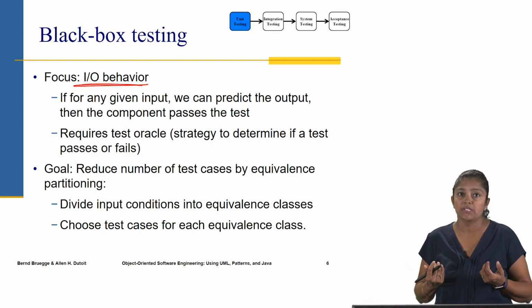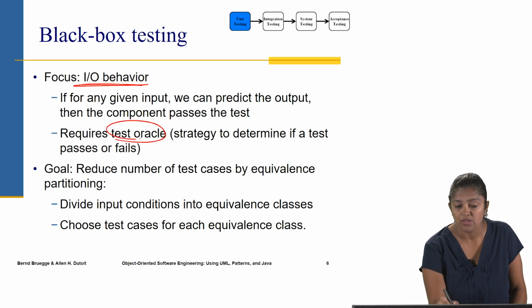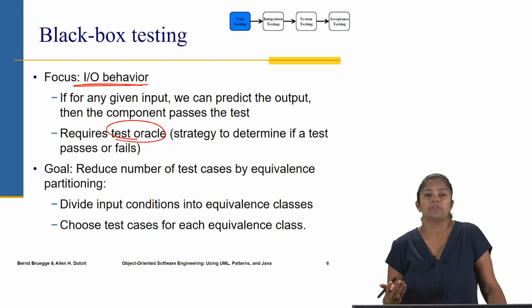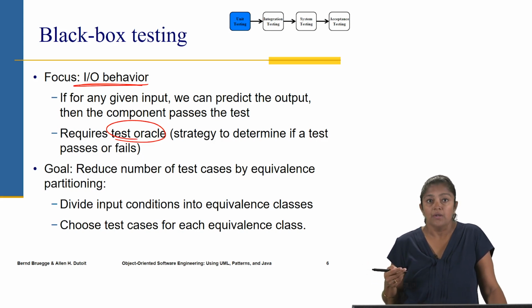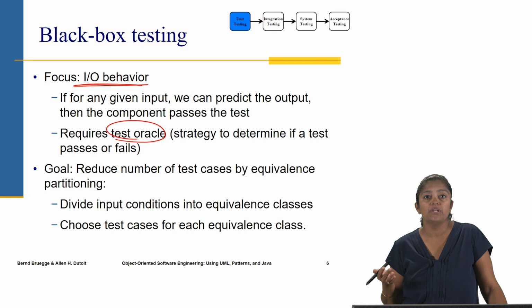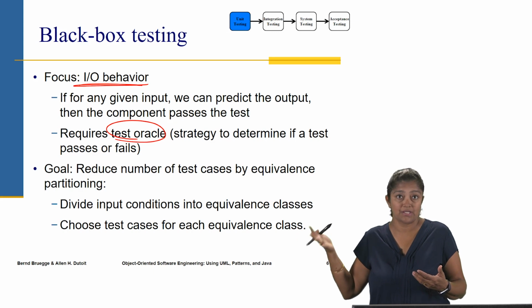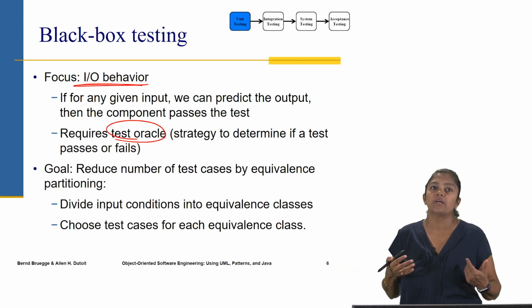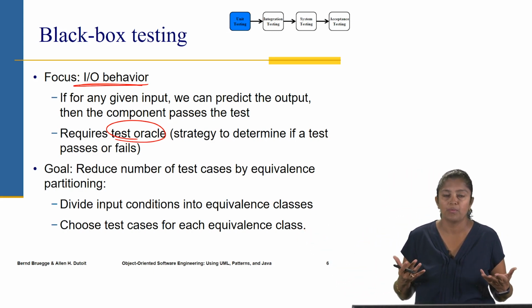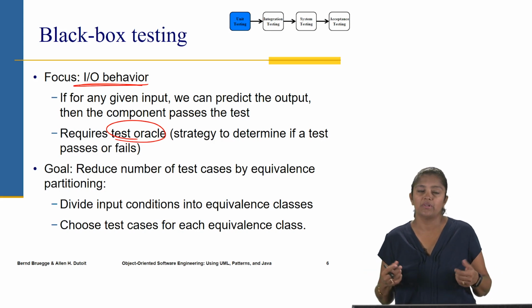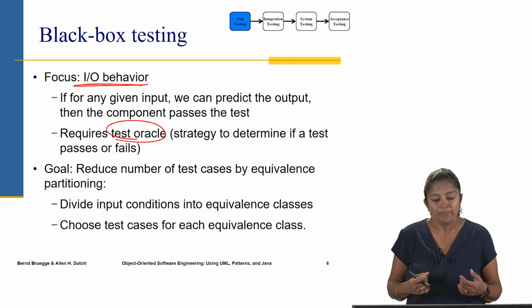So with black box testing, we typically require what's called a test oracle. A test oracle is basically a strategy to determine if a test passes or fails, which means in some cases, we need to know what is that desired result, and we need some kind of a strategy to compute the desired result first of all, and then compare it with the results produced by this unit that's under test. So test oracle is basically that strategy of determining whether a test has passed or failed.